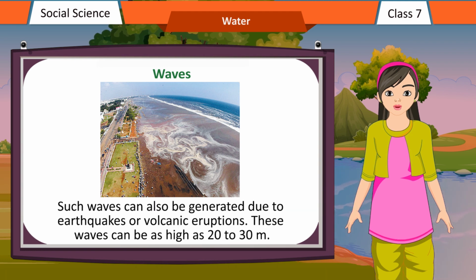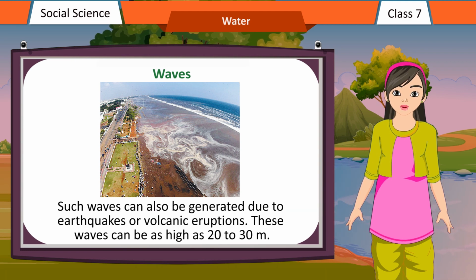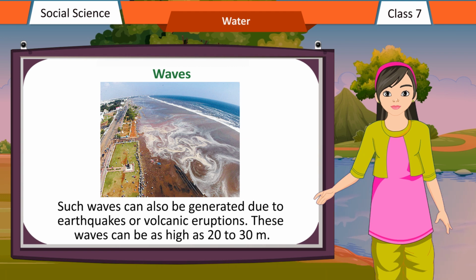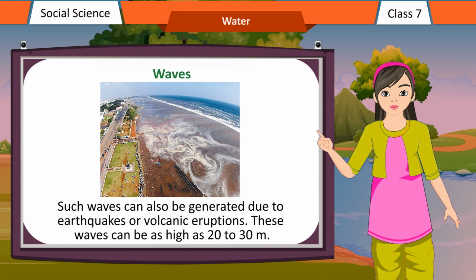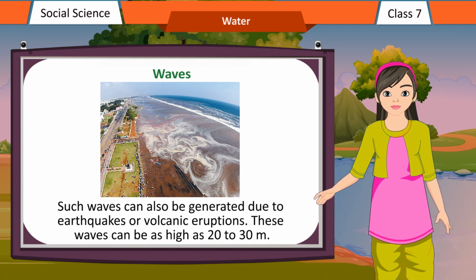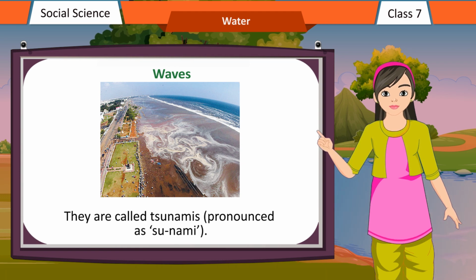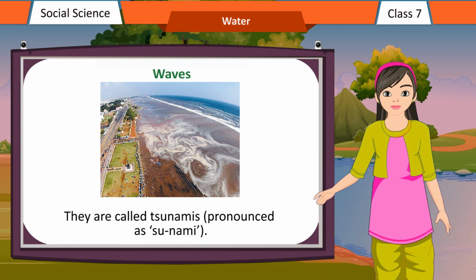Such waves can also be generated due to earthquakes or volcanic eruptions. These waves can be as high as 20 to 30 meters. They are called tsunamis, pronounced as tsunami.